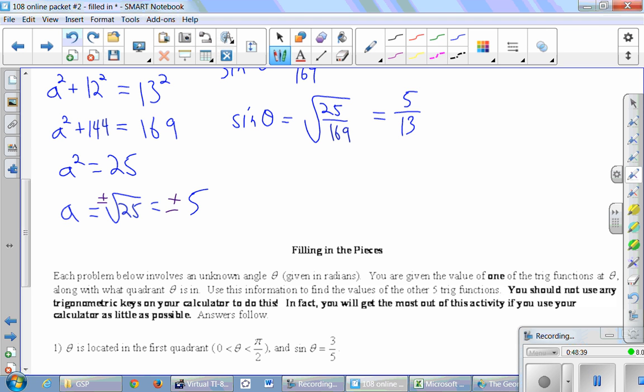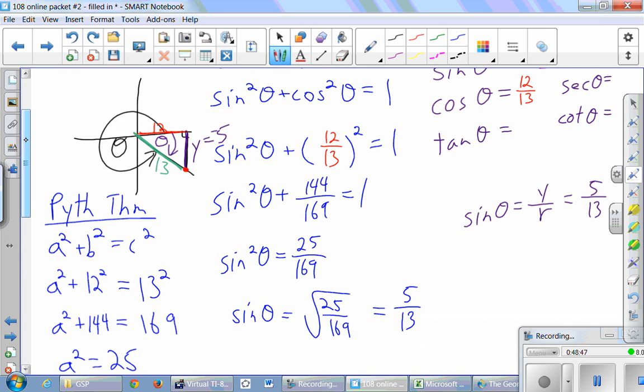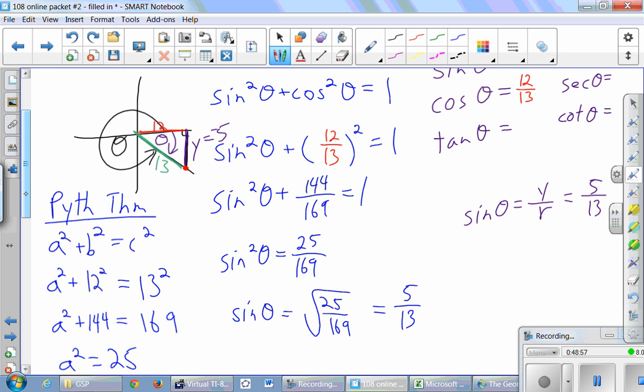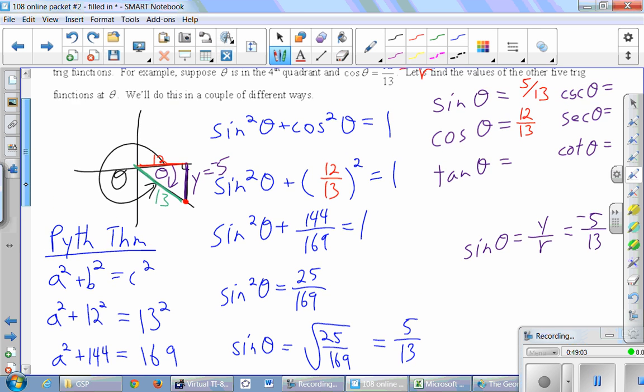And remember how I said we were little detectives? We need to be detectives and know that there's this plus or minus that we have to choose the right one. How do you know which one is right? You look at the picture. The y value here at this point is definitely negative because it's in the fourth quadrant. So it must have been -5, which means that over here, that should have been -5. And that's how we would fix it with the Pythagorean theorem.